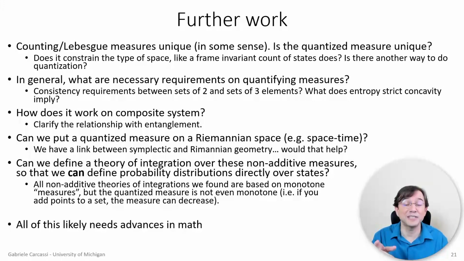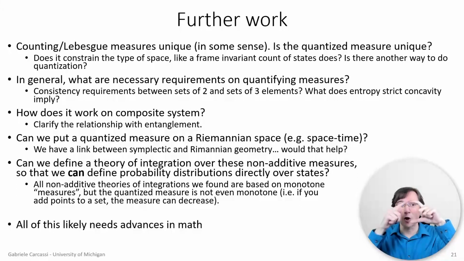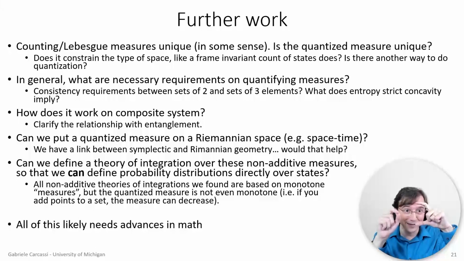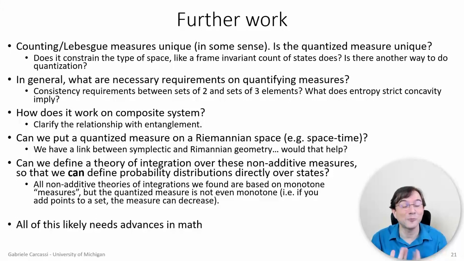And the quantized measure is actually not monotone. If you add points to a set, the measure can decrease. For example, if you have an equal mixture of up and down, that's the maximally mixed state, that's entropy 1, therefore the count of states is 2. Now you add a third point, so you do an equal mixture of up, down, and right, and at that point you do not have the maximally mixed state anymore, the entropy decreases, therefore the count of states decreases, and I don't know whether this is going to break up everything. There might be sub-additivity, I don't know.